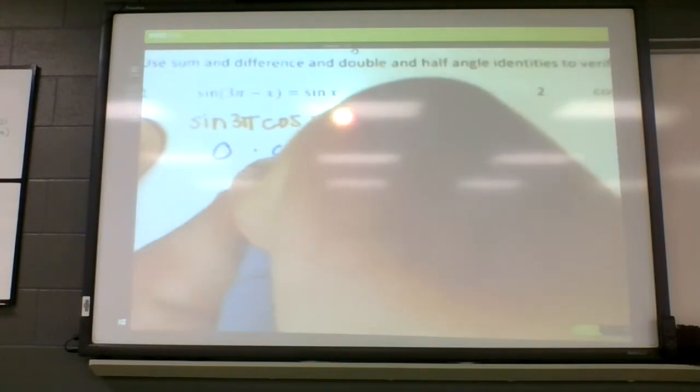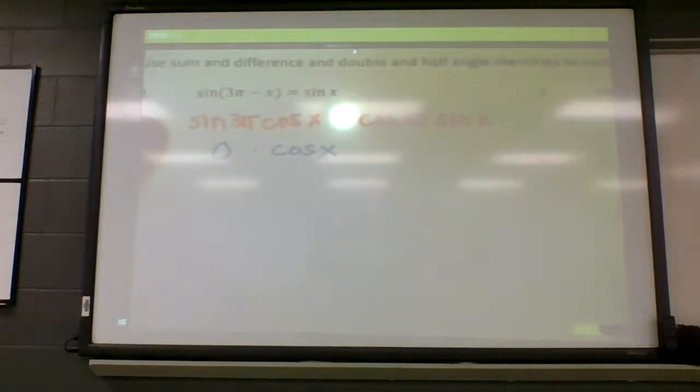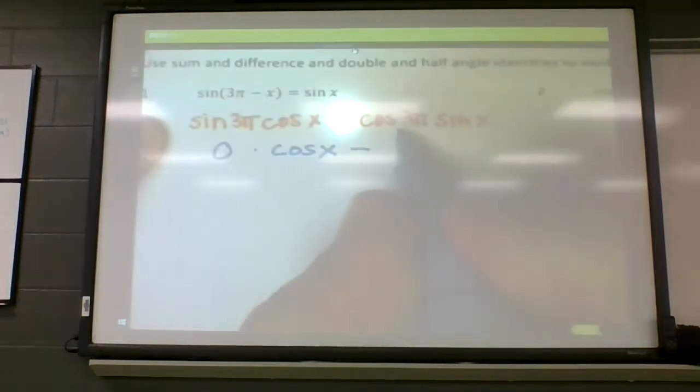So for the sine of 3 pi, you're going to plug in a 0. So that's 0 times cosine x. And then minus, and for the cosine of 3 pi, you're going to plug in a -1. So you can always do some evaluating if you need to. If you have sine, cosine, tangent of an actual angle, go ahead and evaluate those.